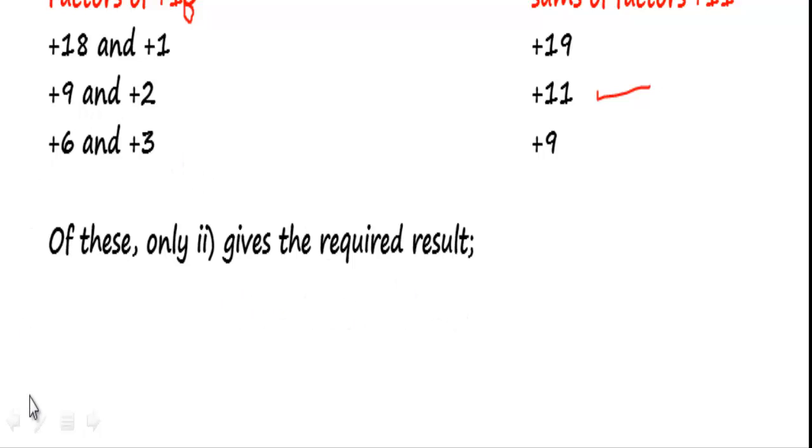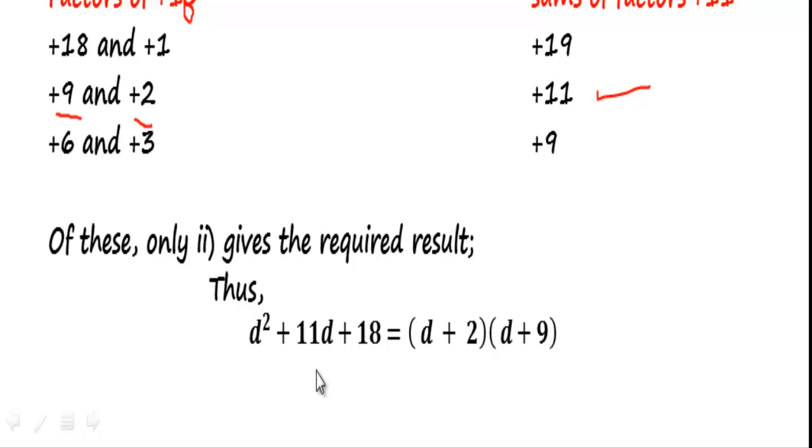That means we have the two factors to be plus 9 and plus 2. Let's move on. Now d squared plus 11d plus 18 equals d. Bring the first factor, it might be 9 or 2, just take plus 2, close the bracket, open bracket again, d plus 9. This is how to factorize a quadratic expression.